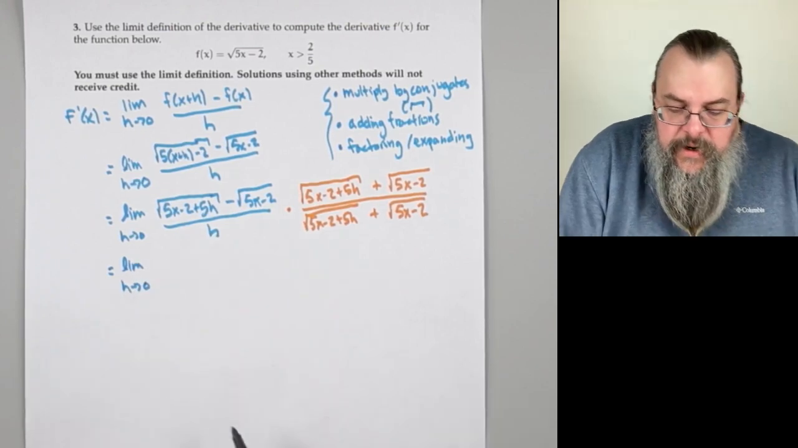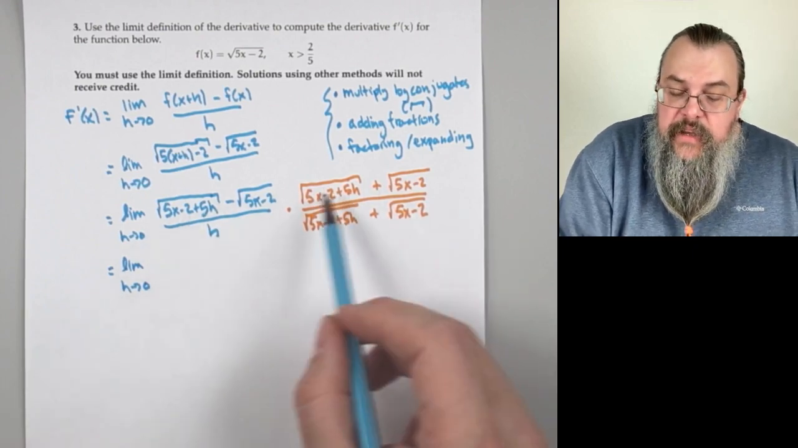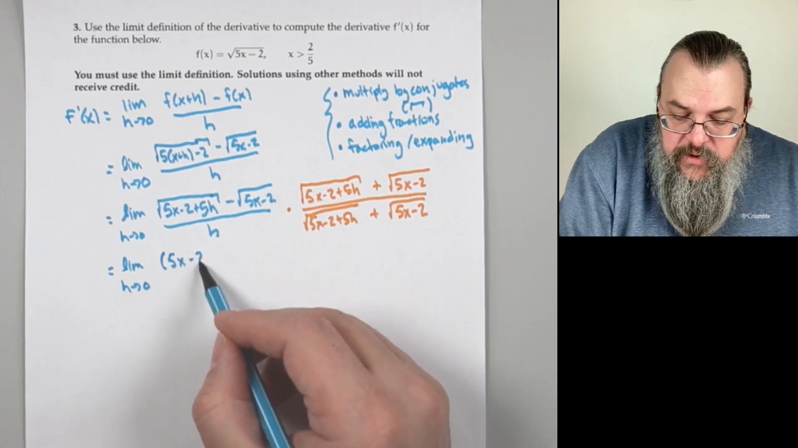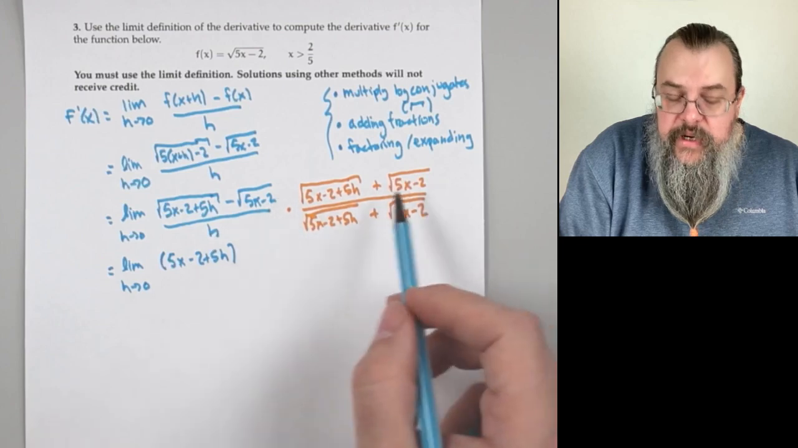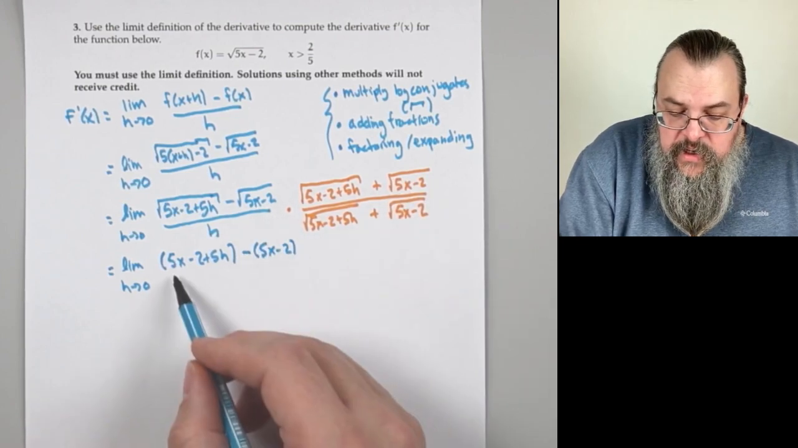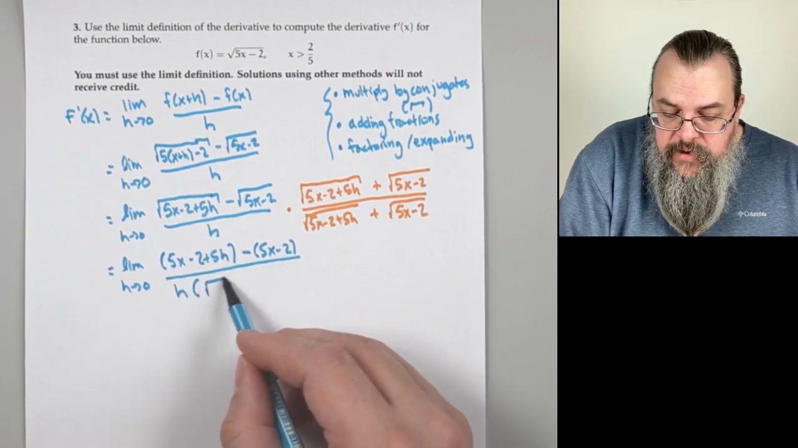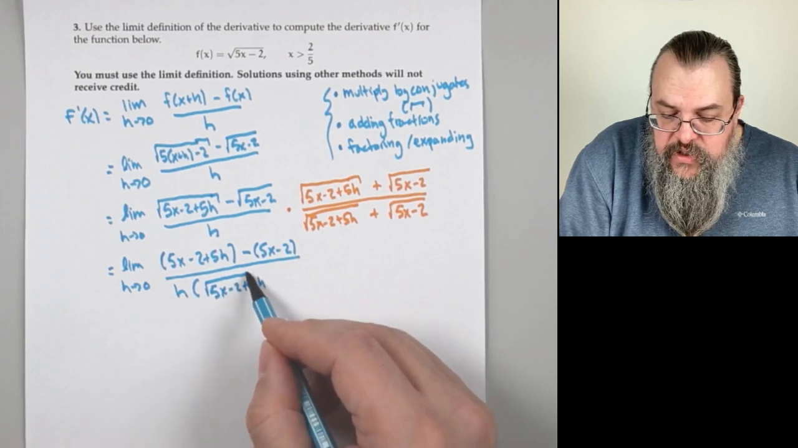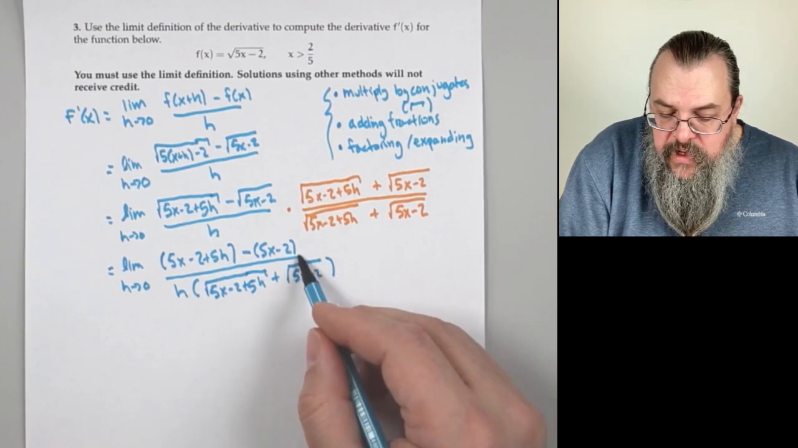All right, so what happens? A minus b times a plus b gives you a squared minus b squared. That gets rid of the square root. So we get 5x minus 2 plus 5h, then minus b squared, so subtract 5x minus 2. All of that is over h. And remember, we're not going to multiply out the bottom. So we get h times the quantity: the square root of 5x minus 2 plus 5h, plus the square root of 5x minus 2.